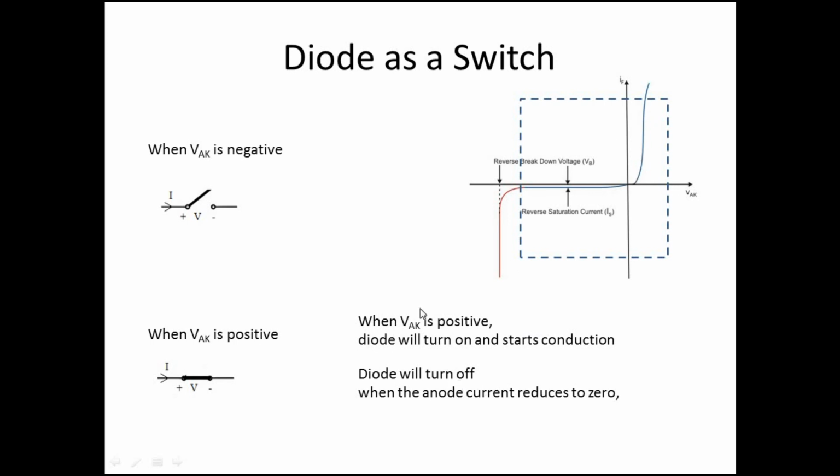Okay, so it is turning on when VAK is positive, and it is turning off when current is 0. So there is no control over the switch. Okay, we cannot control. Whenever VAK is positive, it starts conduction, and it will turn off when the current reduces to 0. Okay, so it is called an uncontrolled switch. So that is the disadvantage of a power diode. We cannot control the turn on or turn off.